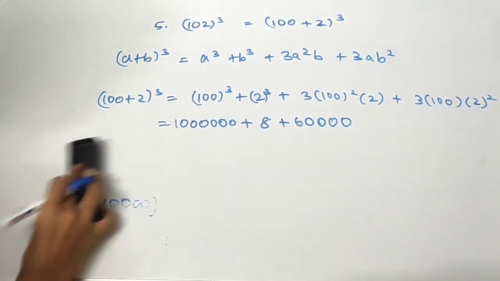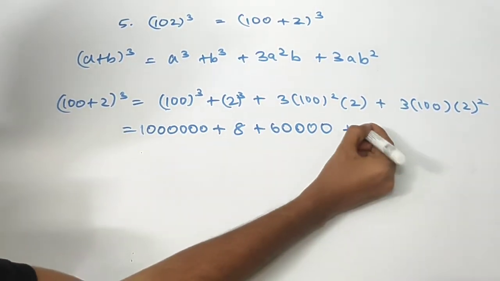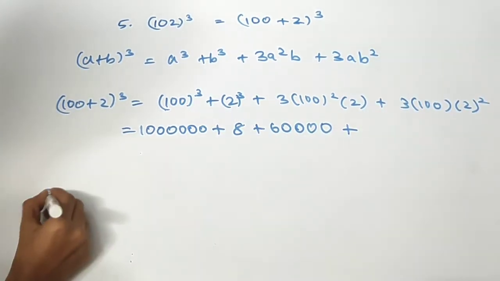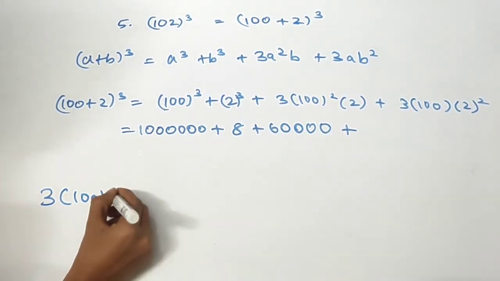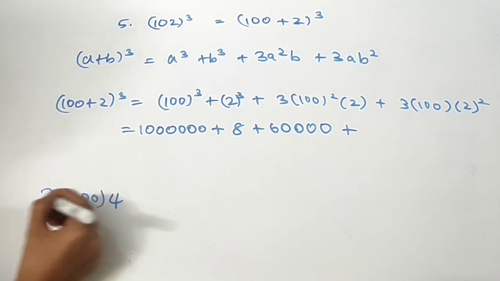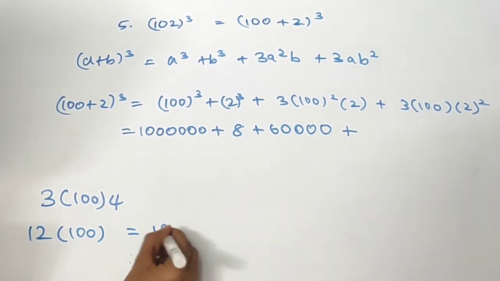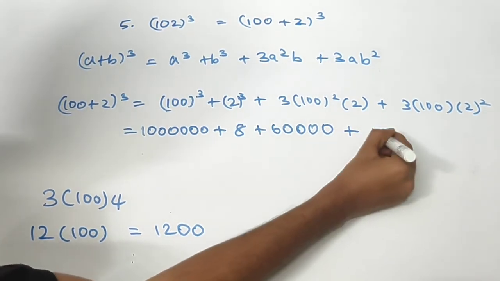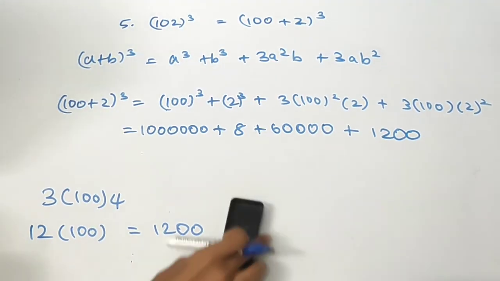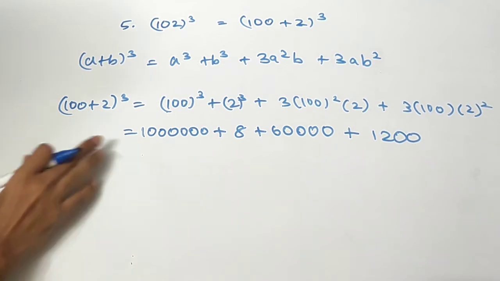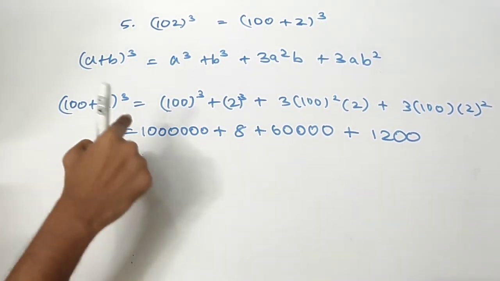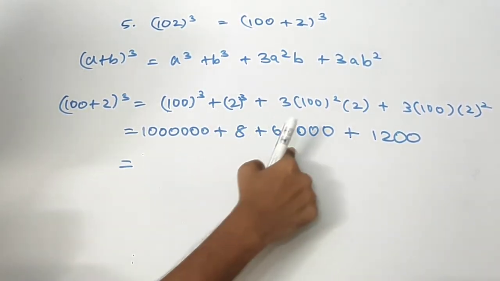And the last term would be plus 3 times 100 times 2 square. So 3 times 100 into 2 square. 2 square is 4. So 4 times 3 is 12. 12 into 100, which should give me 1200. So 1200. So finally we have simplified all the terms. Now all that is left is addition. So this number plus this number plus this number plus this number.